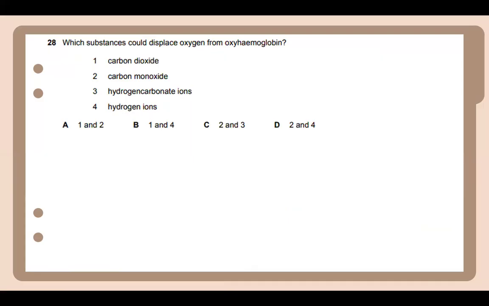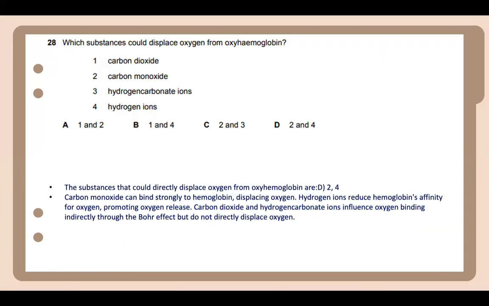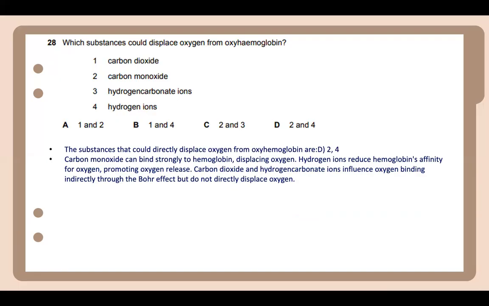Which substances would displace oxygen from oxyhemoglobin? The substances that could directly displace oxygen from oxyhemoglobin are carbon monoxide and hydrogen ions. Carbon monoxide can bind strongly to hemoglobin, displacing oxygen. Hydrogen ions reduce hemoglobin's affinity for oxygen, promoting oxygen release. Carbon dioxide and hydrogen carbonate ions influence oxygen binding indirectly through the Bohr effect, but do not directly displace oxygen.